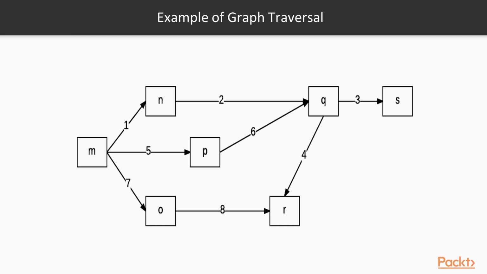The traversal next visits P, which is the second child of M. Now, when we start looking at the P node's only child, that is Q, we find that it was visited earlier in the traversal, so the Q node is skipped. Lastly, O is visited, and when at O, we find its only child, R, has already been visited, so it's skipped. This completes our traversal.